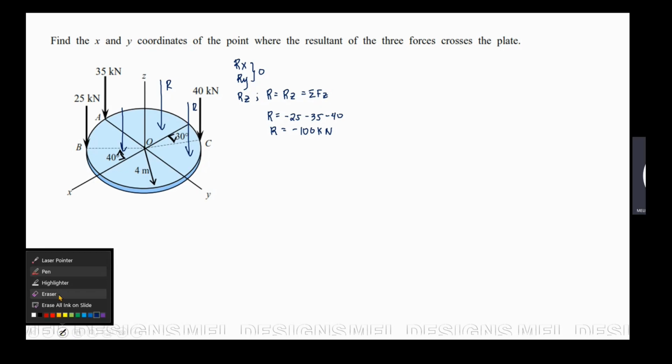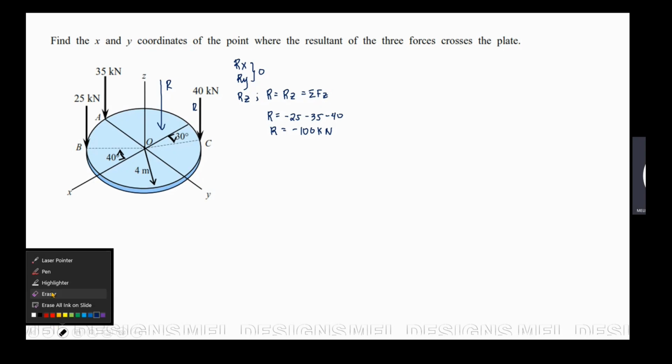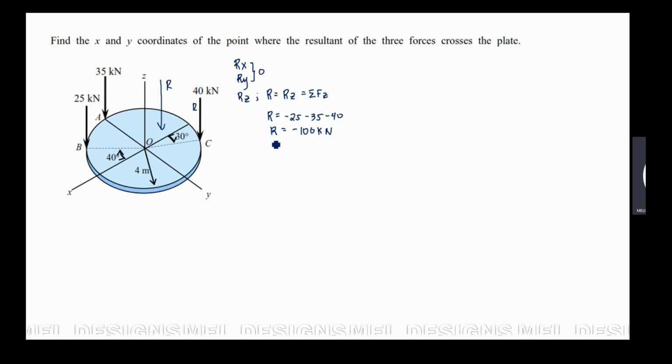So, pwede tayong mag-assume ng isang position of our resultant, no? Assume lang naman, para ma-imagine natin how will it rotate. Okay. So, unahin natin yung resultant moment on the x-axis, which is equal to the summation of moment along x direction. Ibig sabihin, kukunin natin yung moment on the x-axis dito.